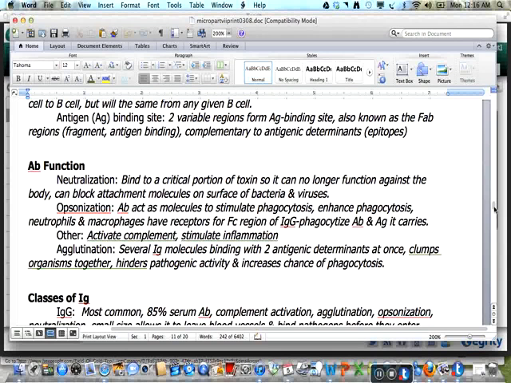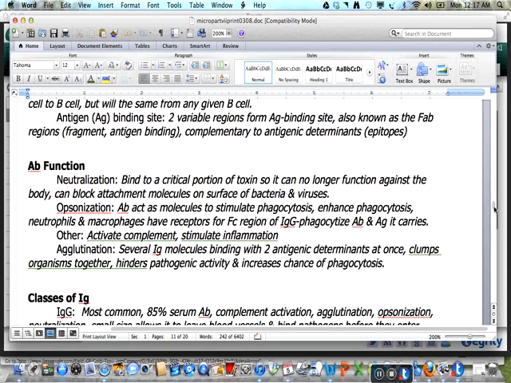There are several functions associated with antibodies. One function is neutralization. It can bind to a critical portion of a toxin and prevent it from functioning in the body, or block the attachment molecules on the surface of bacteria and viruses.